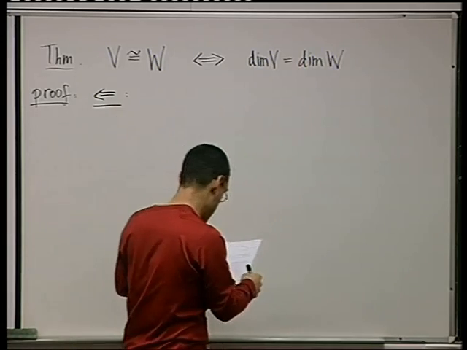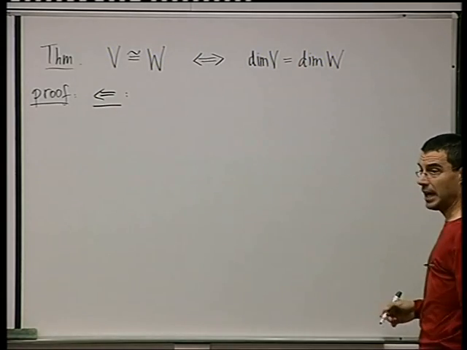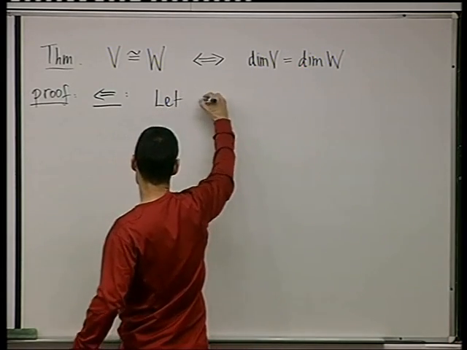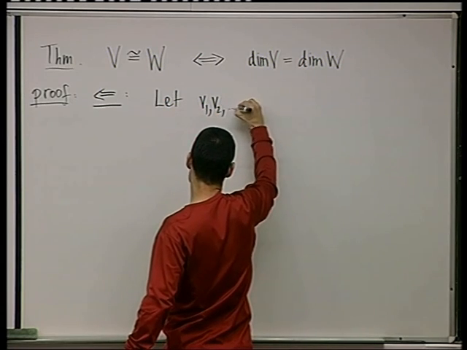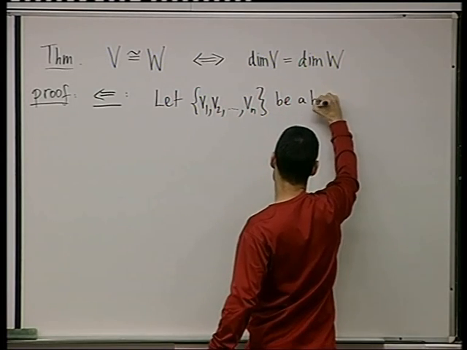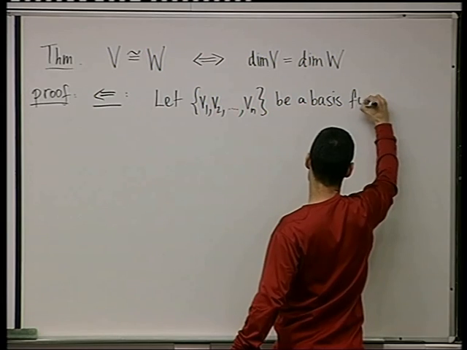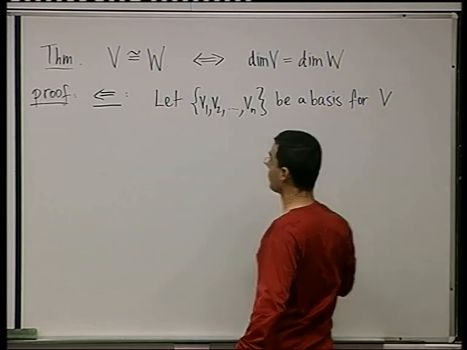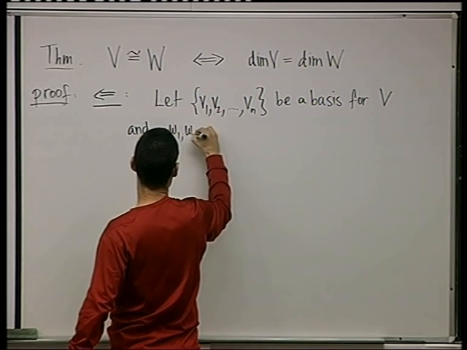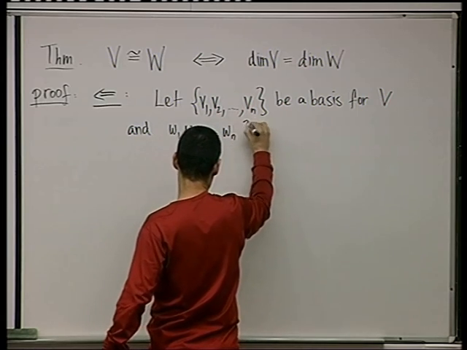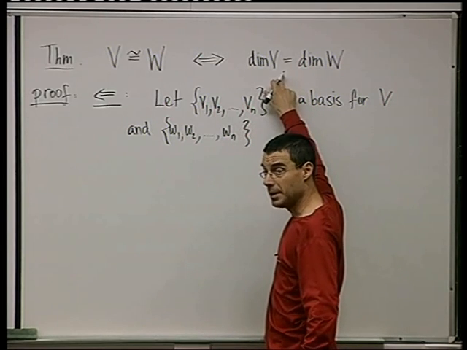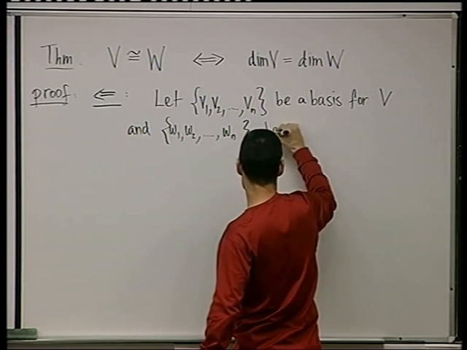So I want to show that if they have the same dimension, then they're isomorphic. So let V1, V2, ..., Vn be a basis for V, and W1, W2 up to Wn, and it's the same n because we're assuming that they have the same dimension, be a basis for W.